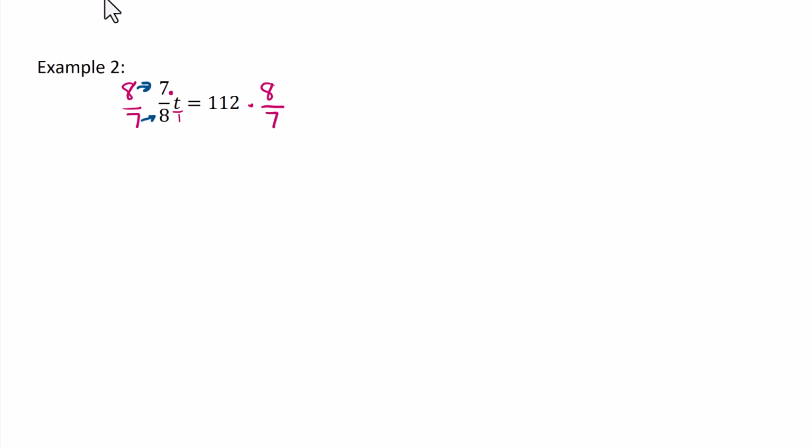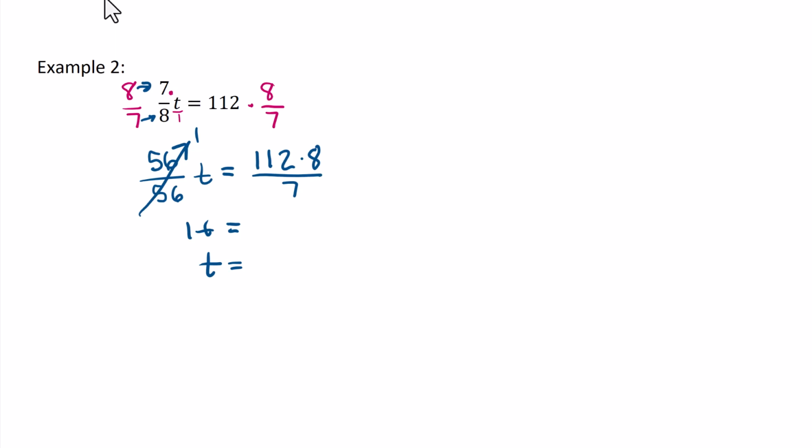So 7 times 8 is 56 over 56 t, but 56 over 56 is just 1. So we can just write this as 1t, but wait, 1t is just t, because remember in math we don't write the 1 in front unless it's critical. So we have a t there. On the right side of this situation, don't forget to put your equal signs in. We have 8 times 112, but that's over 7. So now we need to think about 112.